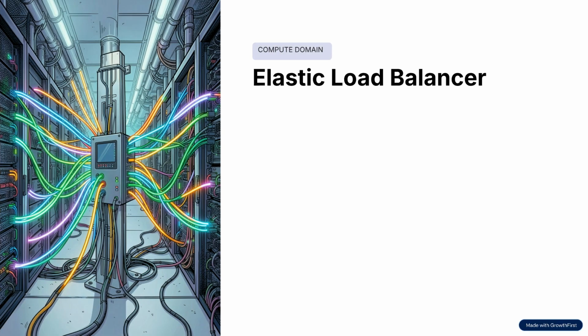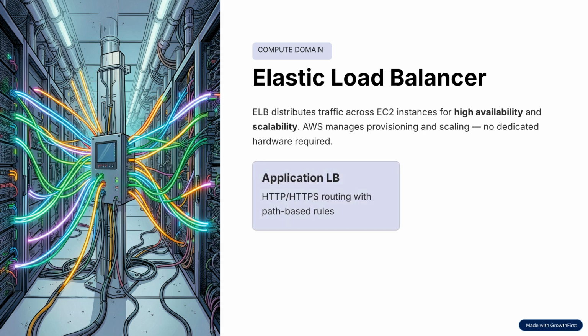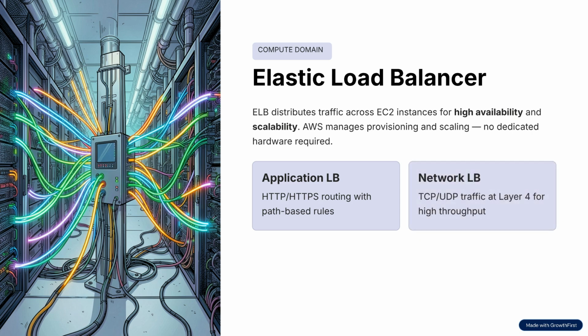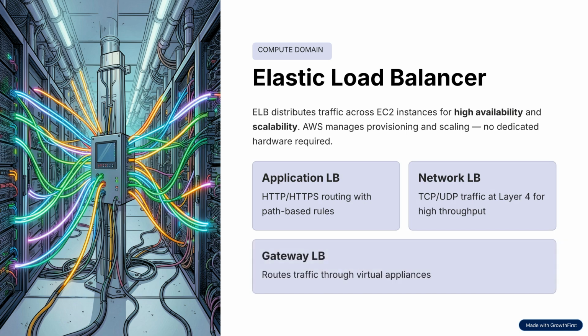The Elastic Load Balancer, or ELB, distributes traffic across EC2 instances for high availability and scalability. AWS manages provisioning and scaling. There are 3 types: Application Load Balancer for HTTP and HTTPS routing, Network Load Balancer for high-throughput TCP and UDP traffic, and Gateway Load Balancer for routing traffic through virtual appliances.